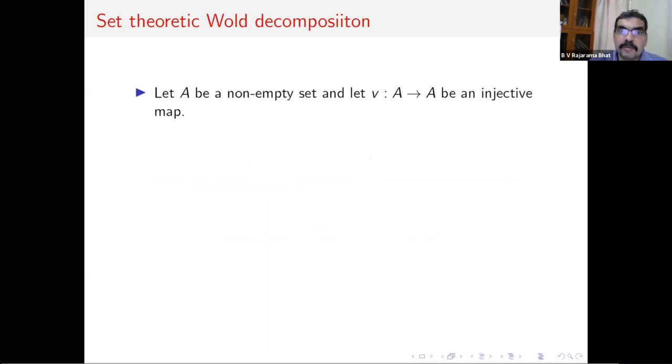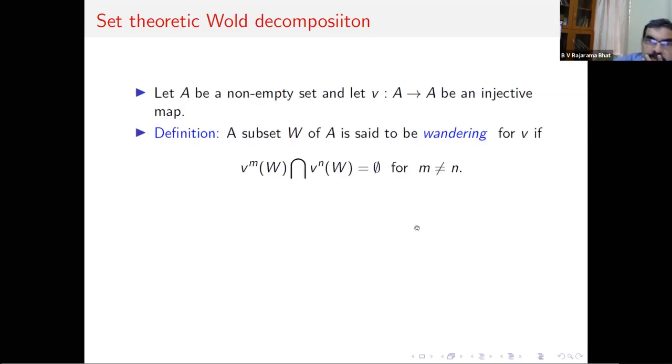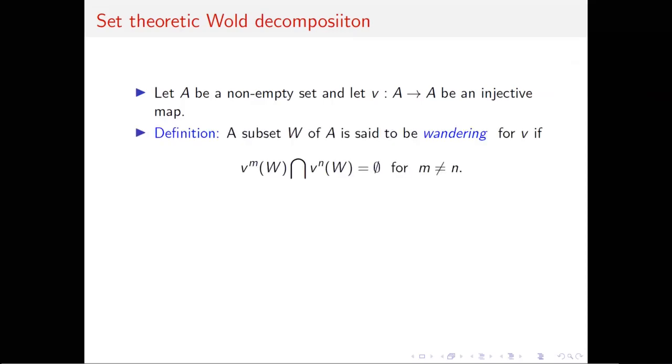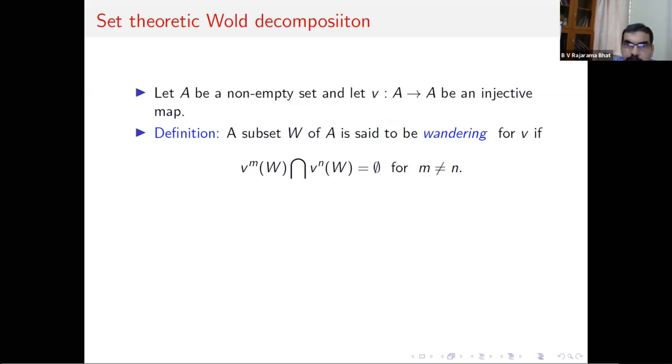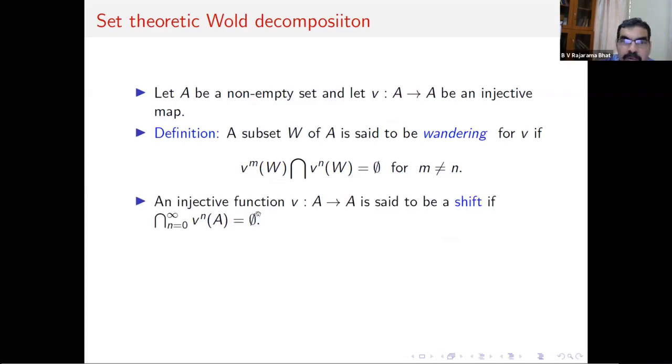Now we would like to have a set theoretic Wold decomposition. So just take a non-empty set A and an injective map. There is no Hilbert space, just any old set and an injective map. You define a subset W as wandering now, just like before, but the intersection is not orthogonality, the intersection is the empty set. Earlier they were orthogonal subspaces, now they are disjoint subsets. Then you call it wandering. So an injective function V is said to be a shift if the intersection is 0, just like before.